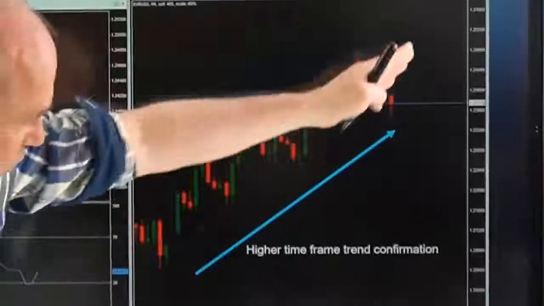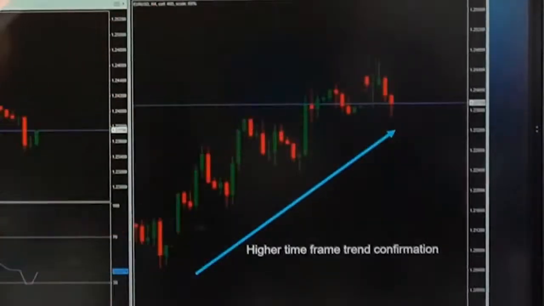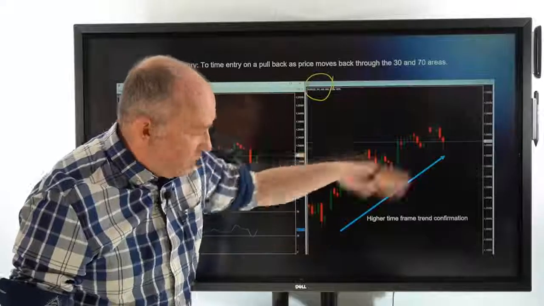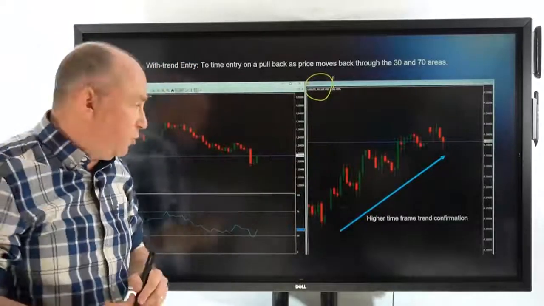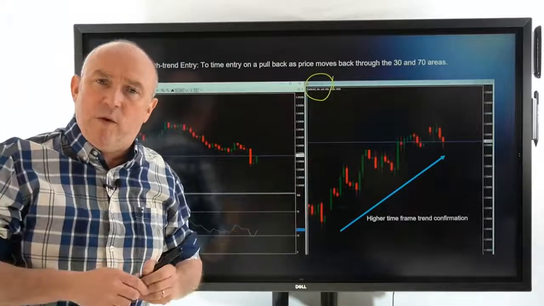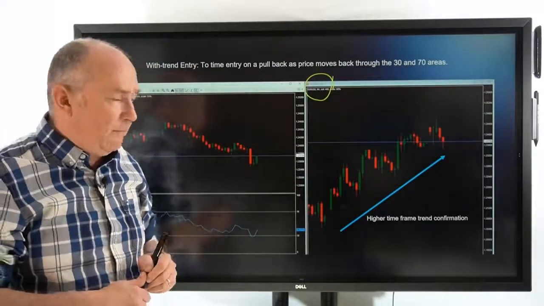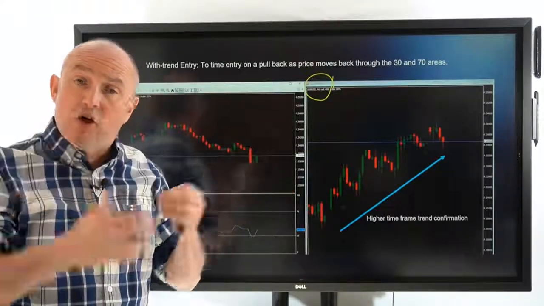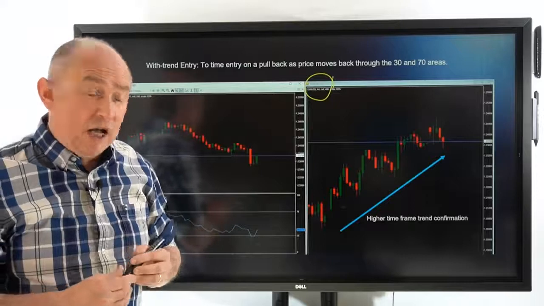So here you see we have an uptrend. So here we've got the 4-hour time frame. We're confirming the trend is up. Higher time frame trend confirmation, uptrend. You can put some moving averages on there if you want to confirm your trend. But we know trends don't last forever. We know that trends always have pullbacks along the way, and we want to get into the trend on that pullback. Using the RSI could be a way that you may want to look at that.